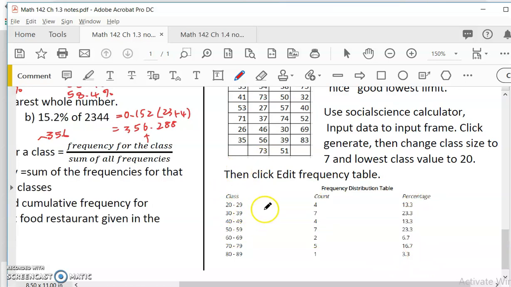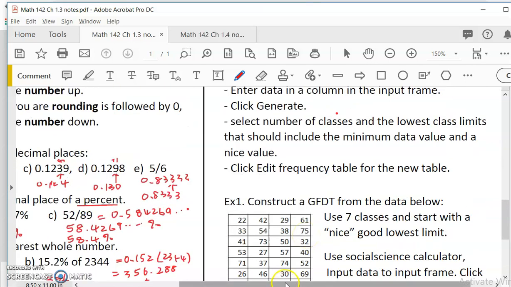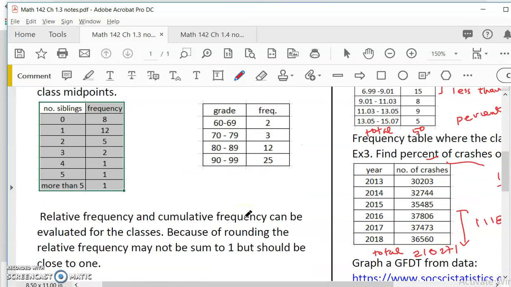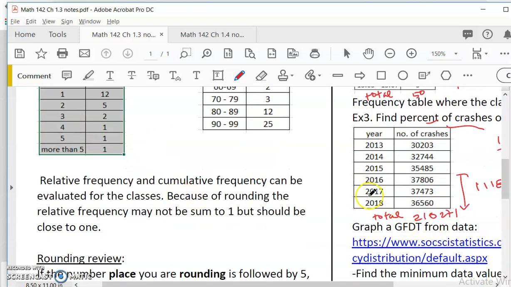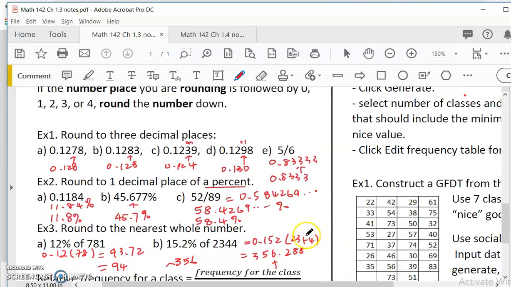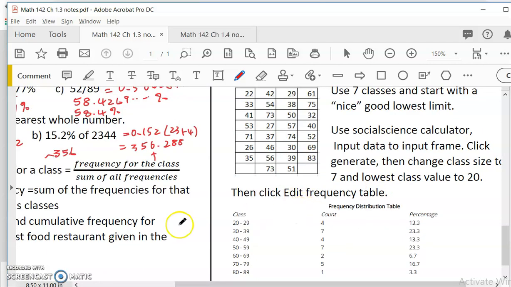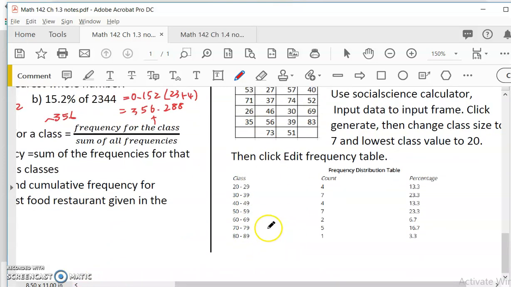So that is all of chapter 1.3. In this particular section, the main thing is to understand what a frequency distribution is, what cumulative frequency is, and what relative frequency is. Making a table is not super important, but you should know the terms. You should know what a class limit is and what a class midpoint is. Those are important.